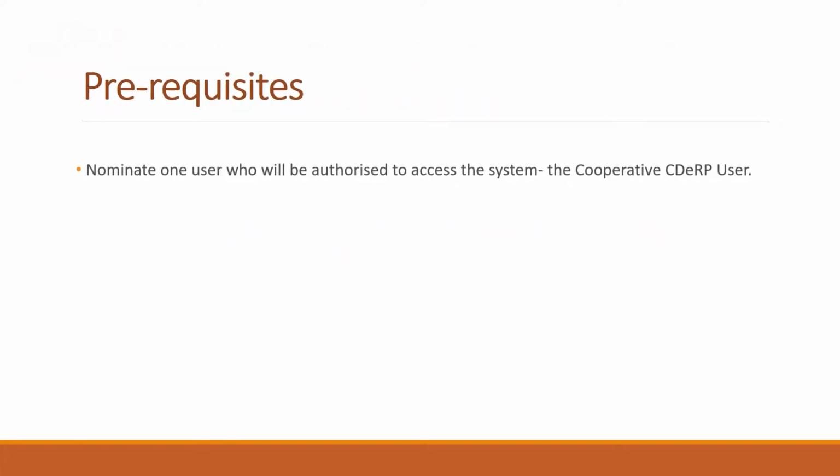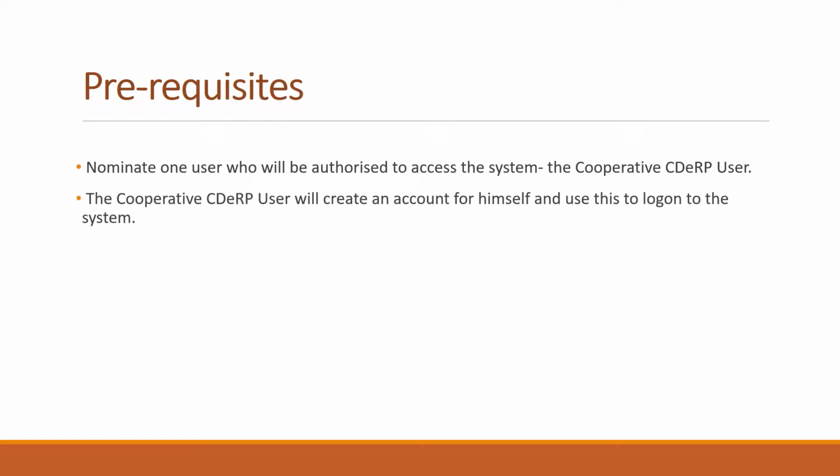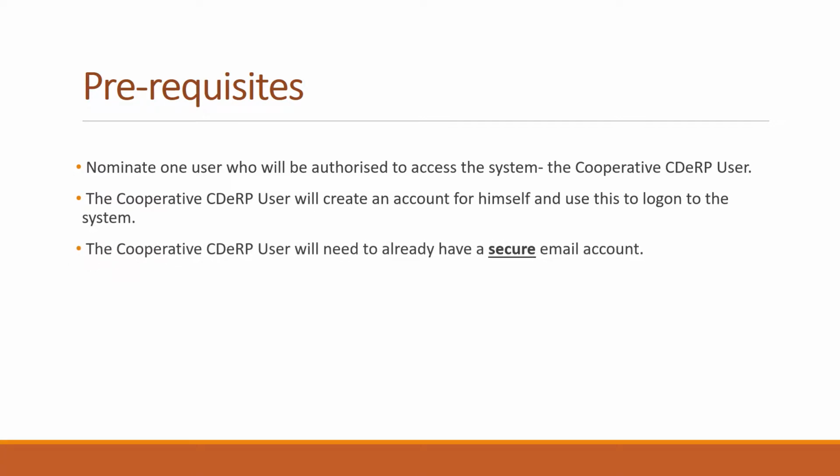Prerequisite: each cooperative will nominate one user who will be authorized to access the system. This cooperative CDeRP user will create an account for himself and use this to log on to the system. In order to do so, the cooperative CDeRP user will need to already have a secure email account.